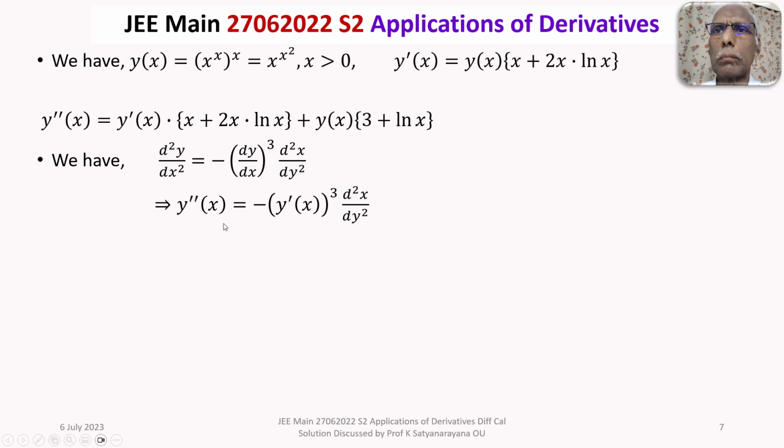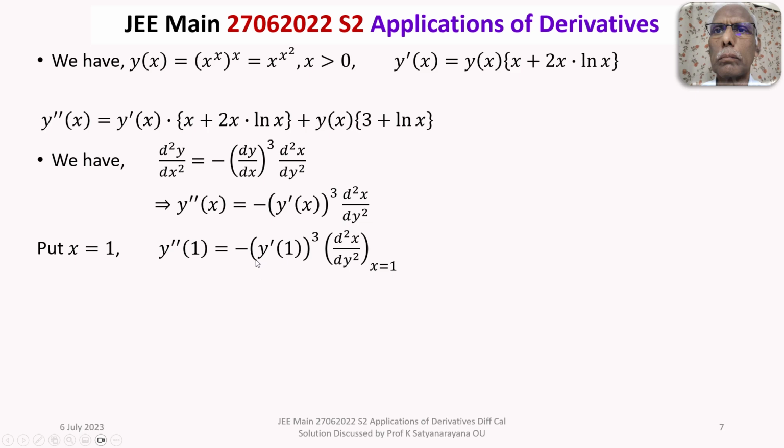Put x is equal to 1. So you'll get y double prime at 1 is equal to minus y prime at 1 whole cube into d square x by dy square to be evaluated at x is equal to 1. Now what are these values? We know y double prime, y prime and y.